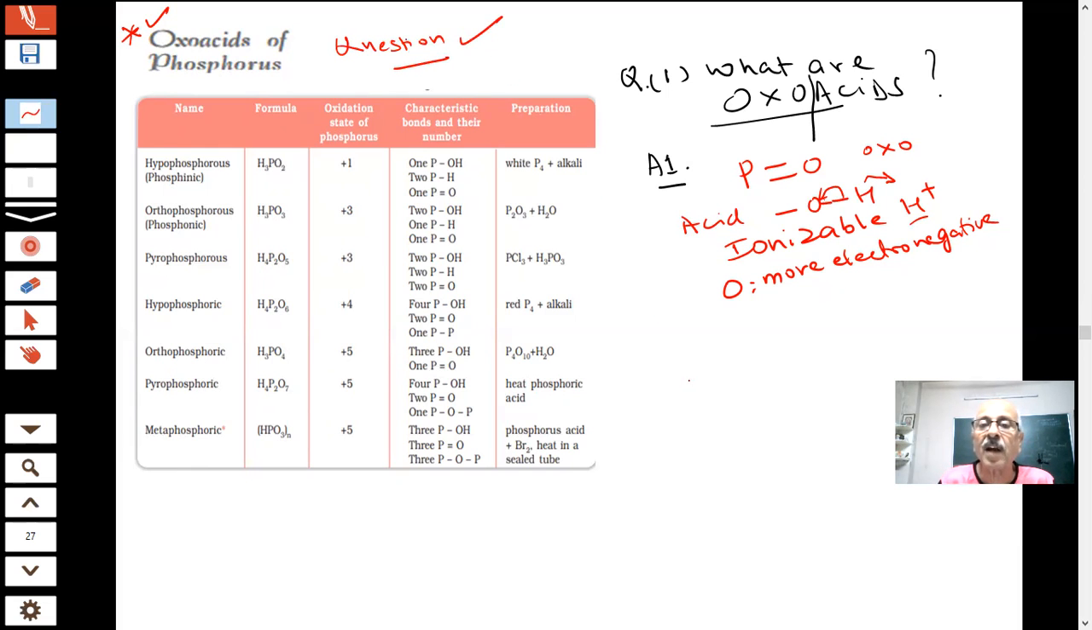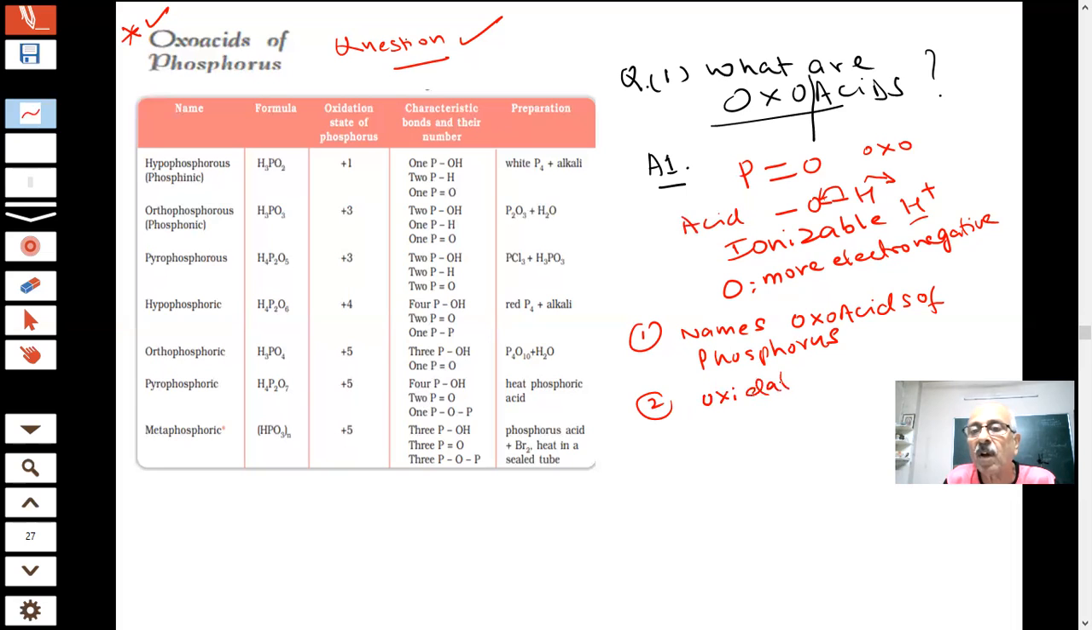We have to know the names of the oxoacids of phosphorus. If I don't know the name, how will I solve the question in the paper? Second, I can see the oxidation state of phosphorus.